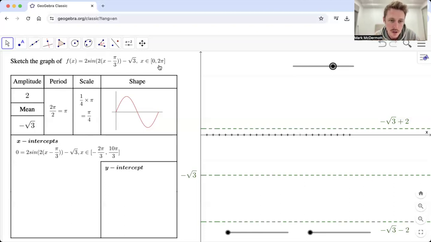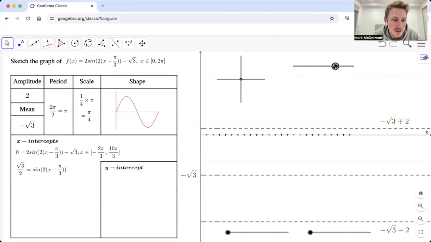And then we're going to substitute in 2 pi inside the brackets. So it's going to be 2 times (2 pi minus pi on 3). So 2 multiplied by 2 pi minus pi on 3 is 10 pi on 3. Okay, and so what we do then is we solve it, so we get things on the other side. We're saying add root 3 and divide by 2 gives us that.